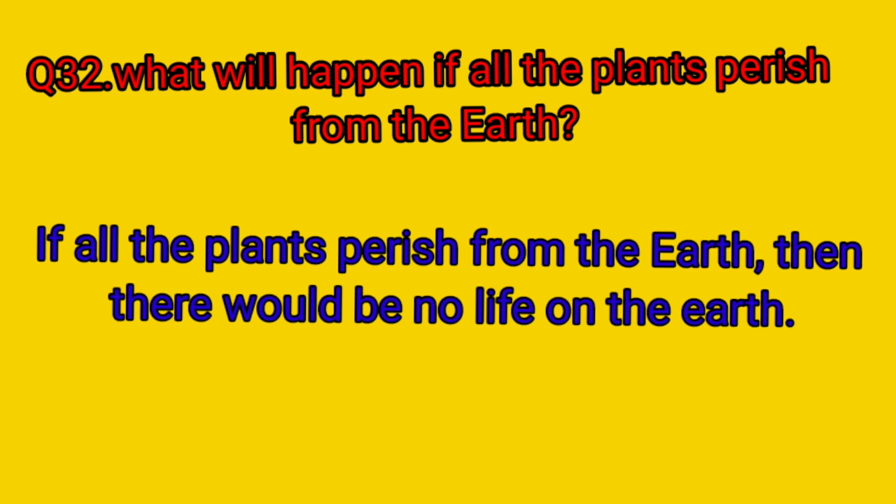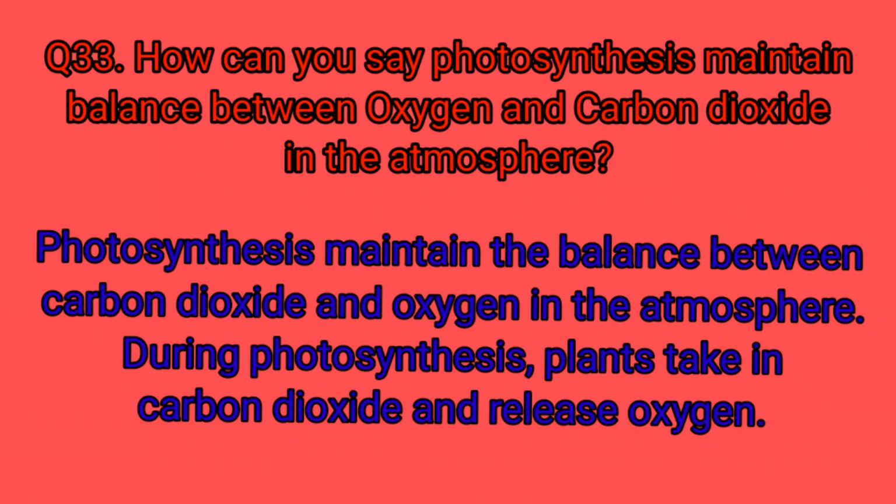Now next. What will happen if all the plants perish from the earth? Answer: if all the plants perish from the earth, then there would be no life on the earth. Now the question is, how can you say photosynthesis maintains balance between oxygen and carbon dioxide in the atmosphere? The answer is, photosynthesis maintains the balance between carbon dioxide and oxygen in the atmosphere. During photosynthesis, plants take in carbon dioxide and release oxygen in the atmosphere.